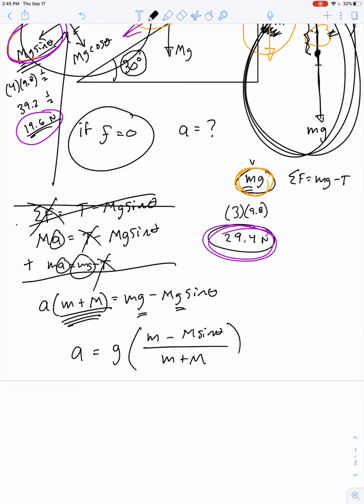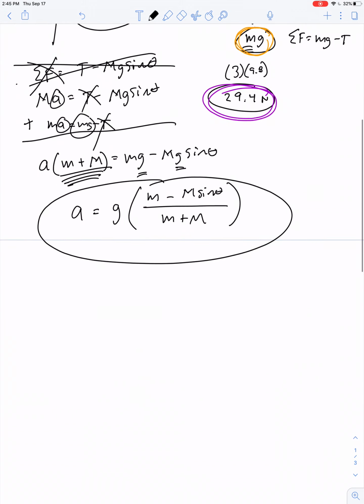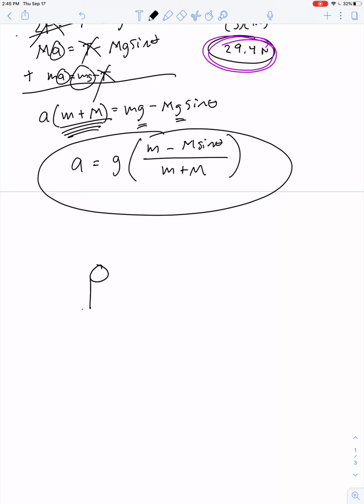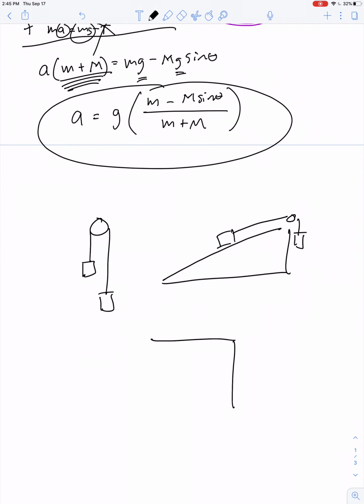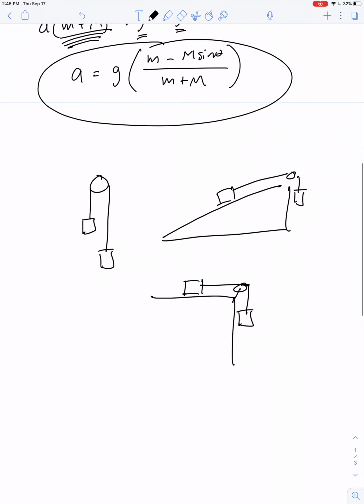We've done enough of these example problems now that you're probably starting to see a common theme. Whenever you have the original Atwood's machine, which is just two blocks hanging vertically, or you have one block on an incline and another one hanging over the edge, or maybe it's not an incline, one of them's on flat level and the other one hangs, it seems like we always get a result that the acceleration of the system is g times some expression that depends exclusively on the masses in the system. So if we call them M1 and M2 instead of lowercase and capital M, the question is, what exactly goes there?